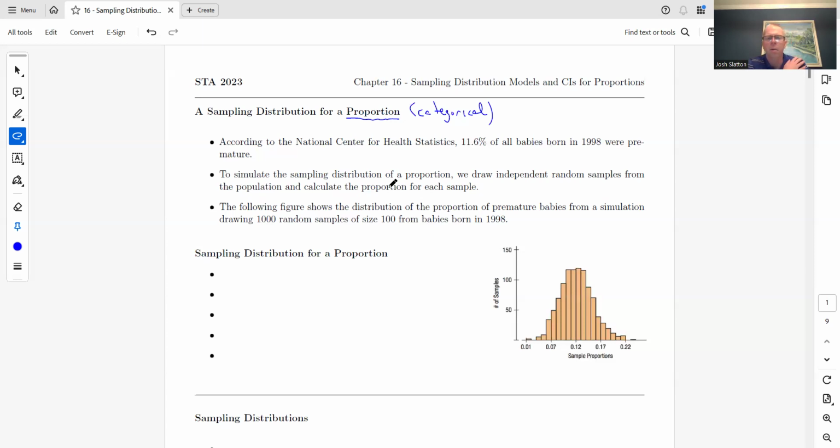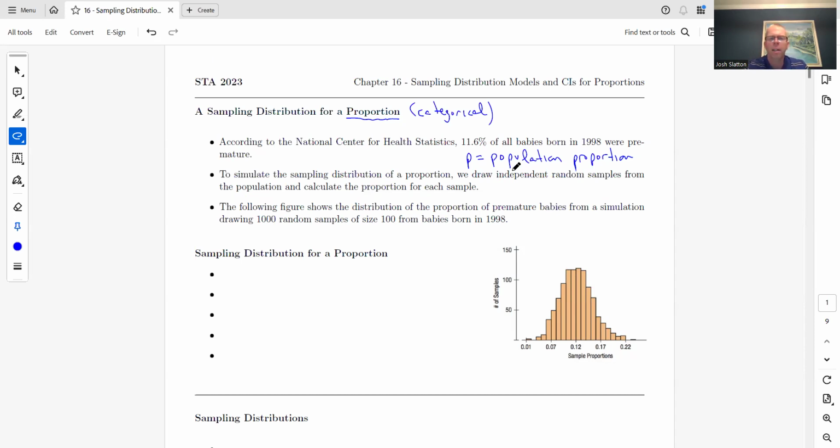And so in this case, we're going to call this 11.6% P, and this is going to stand for the population proportion. The population proportion is just the percent of the population that is doing whatever it is that we're looking at. Or to put it in terms of what we talked about in the last chapter, P is the probability of success, or the proportion of whatever it is that you're looking for.